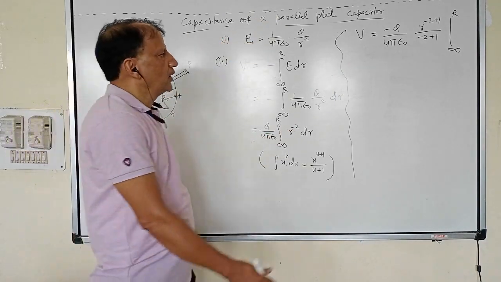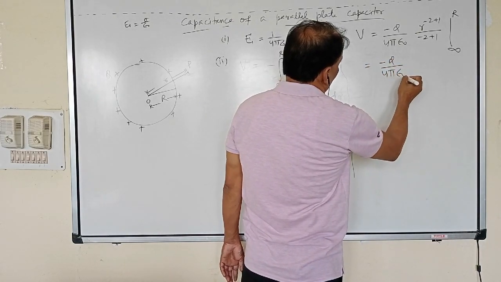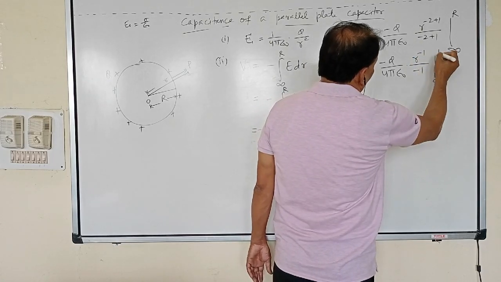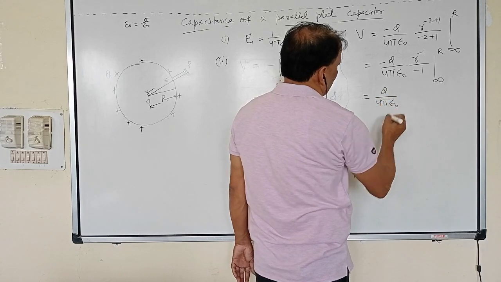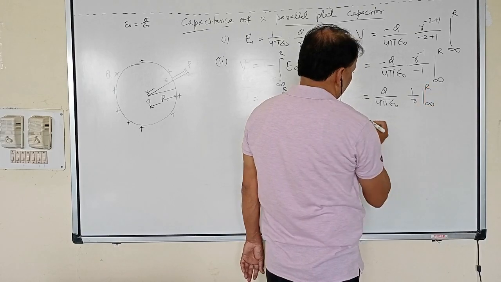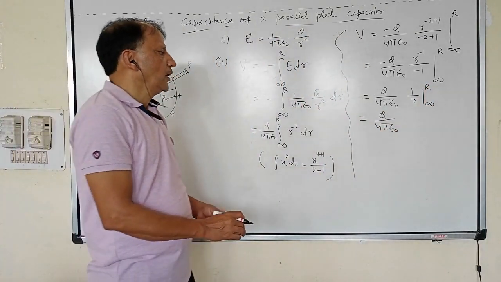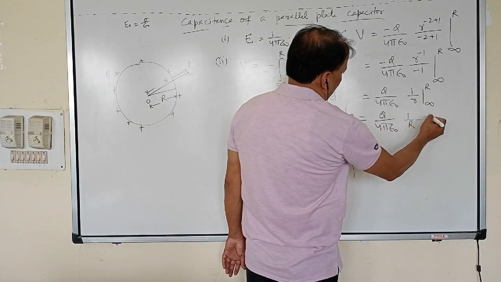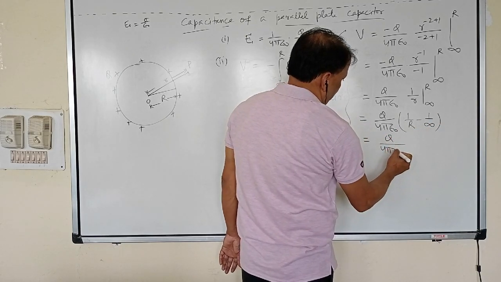Now we have to calculate this value. Minus of q upon 4 pi epsilon naught, r to the power minus 1 upon minus 1, limit infinity to r. Minus minus plus. So it is q upon 4 pi epsilon naught, r to the power minus 1, 1 by r, limit is from infinity to r. Now q upon 4 pi epsilon naught, following or not? 1 by r, putting the upper limit 1 by r minus lower limit 1 by infinity. So this becomes equal to q upon 4 pi epsilon naught r.